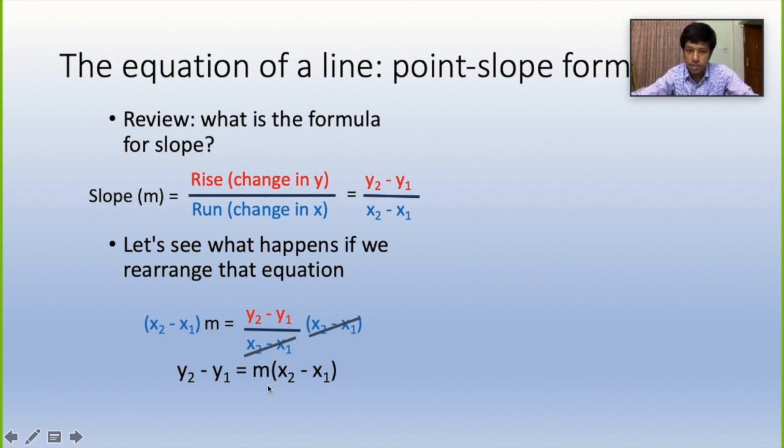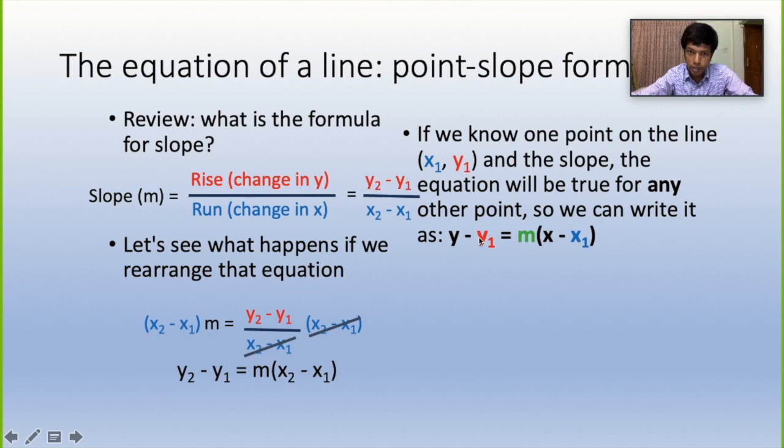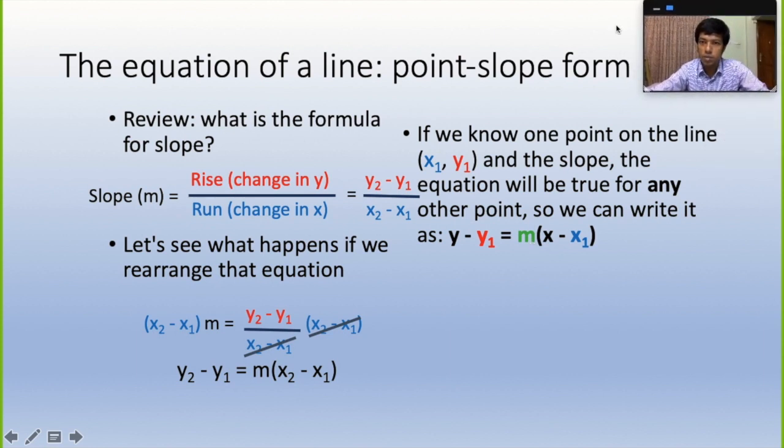And in general, you can see this form is somewhat similar to: y minus y1 equals m times x minus x1. See, m times some x value, and then some y value is on the other side. In fact, the form we got here is called the point slope form of the equation. This is called, as you can see, point slope form.